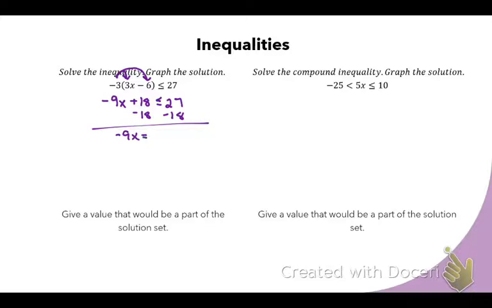Negative 9x is less than or equal to 9. Divide both sides by negative 9. Because you divided by a negative, what happens? You must flip your inequality. So X is greater than or equal to negative 1. So open dot or closed? Closed. And which way does your arrow go? To the right.